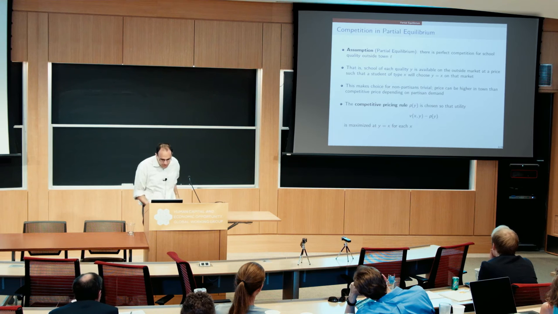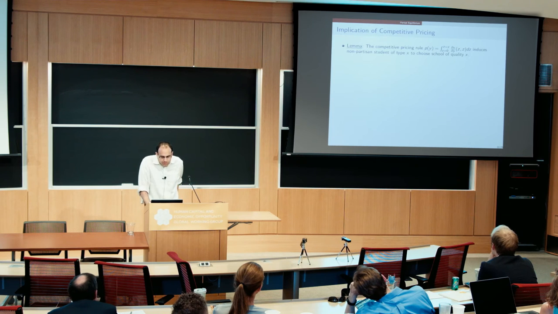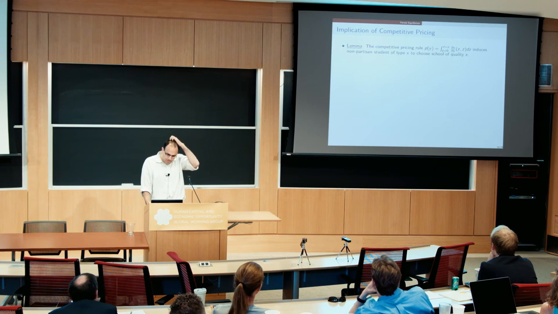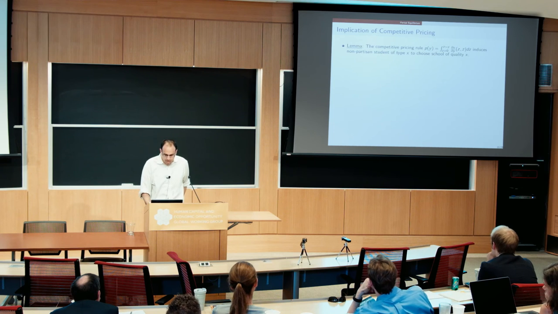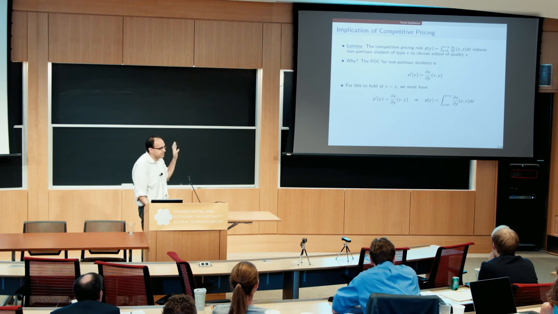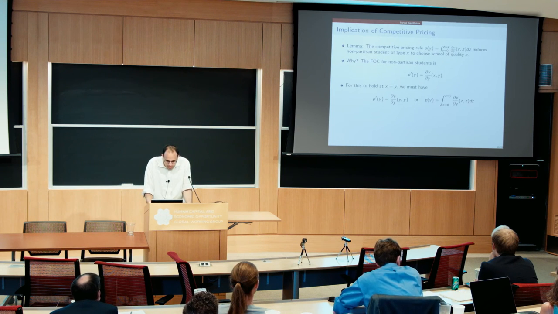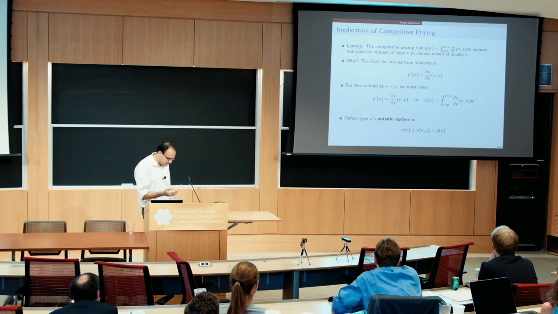So what does competitive pricing get us? The first implication is the following. The competitive pricing rule, given by the formula there, induces nonpartisan students of type X to choose schools of quality X. This is something I've already said. So nonpartisans can exactly match their type. They could get that on the outside market if the competitive pricing rule has the following form, and the reason for that follows immediately from the first order conditions for the nonpartisans. So we can talk about a type's outside option now with this competitive framework. Your outside option here is you get exact type matching, and you have to pay for that.